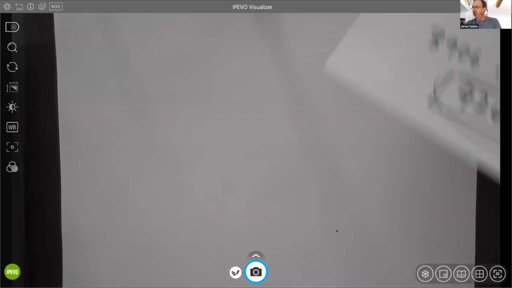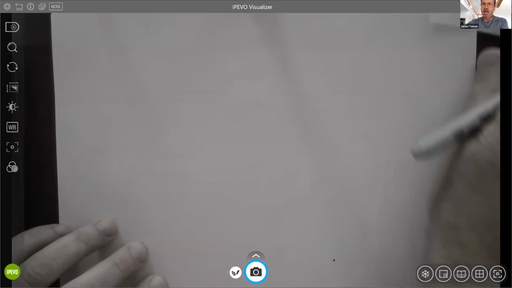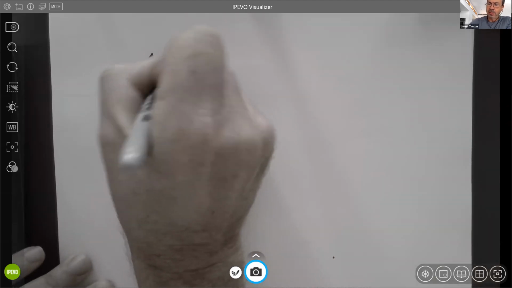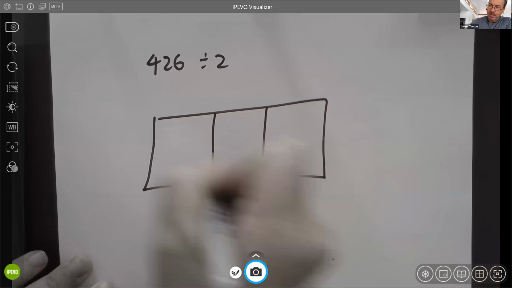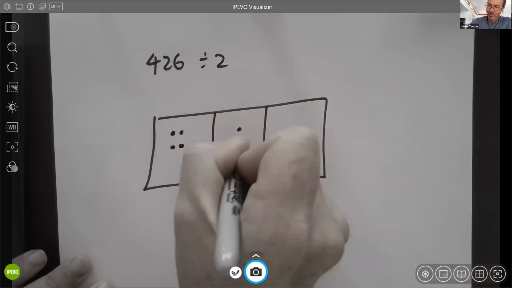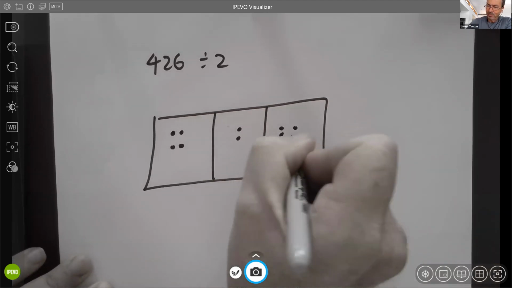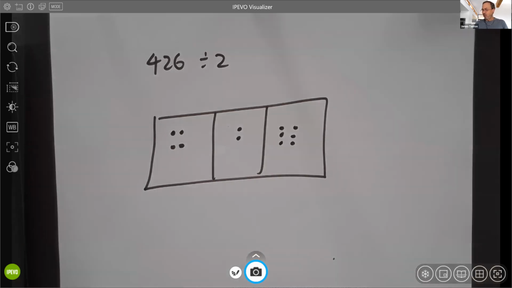And let me just clean the page so we can get a fresh page. It was 426 divided by 2. And yeah, I bet you've done it. 426. Was that something that got doubled?